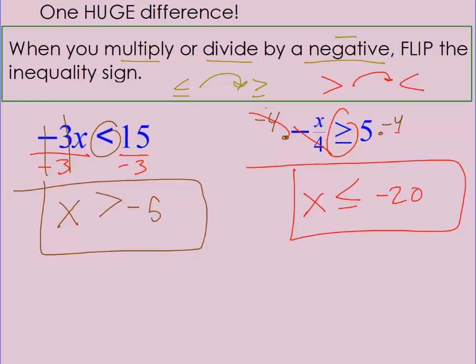So that's the huge difference there. So many people forget that. It's the only thing different. So if you can solve equations, you can solve inequalities. Just remember, when you multiply or divide by negatives, you have to do something different.